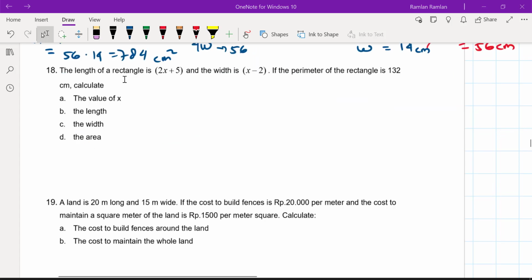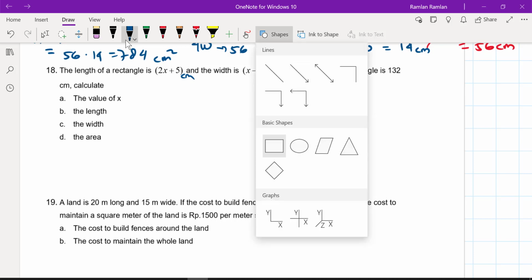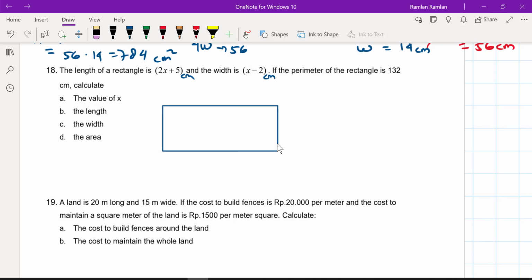Okay, number 18. The length of a rectangle is 2x plus 5, and the width is x minus 2. It doesn't say anything about unit, so just leave it like that. If the perimeter of the rectangle is 132 centimeters, so I think I forgot to put this in centimeter, guys. So you should put that in centimeter. Okay, if the perimeter of the rectangle is 132 centimeters, calculate the value of x, the length, the width, and the area. Okay, so again, guys, it's a very good idea to draw the rectangle first.